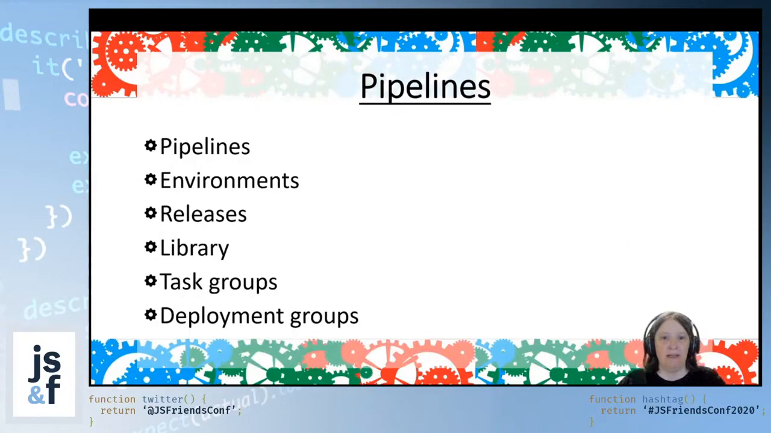So pipelines, there's pipelines which are the artists formerly known as builds. There are environments, which I didn't really cover in the demo. There are releases, which are what's getting deployed. Those are your deployments. Again, libraries for shared variable groups, task groups, and deployment groups. Didn't get into those too much.